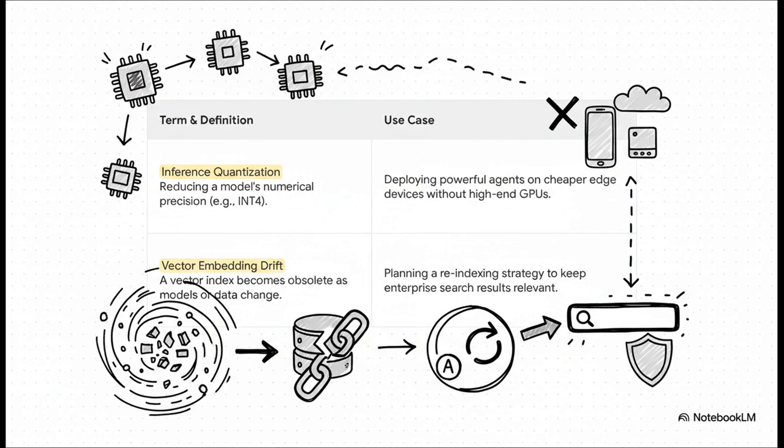And finally, a silent killer, vector embedding drift. When you update your embedding model or your data changes, your entire vector index can become semantically obsolete. As an architect, you must have a reindexing and governance strategy. It is not optional.